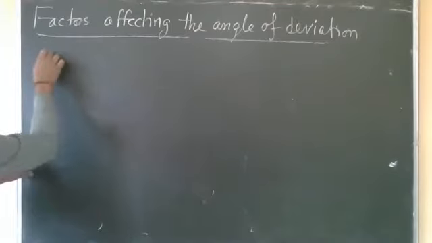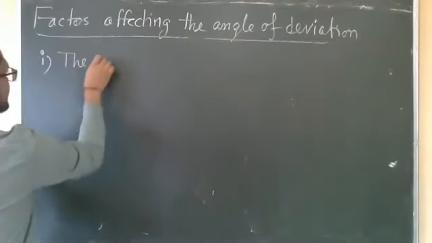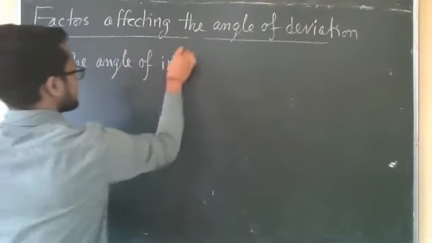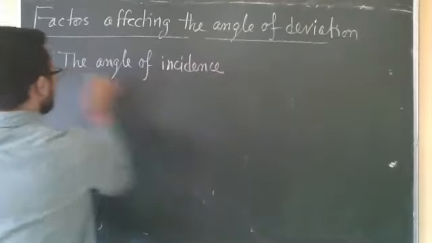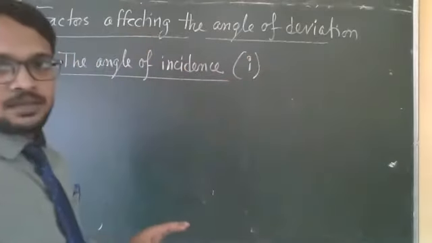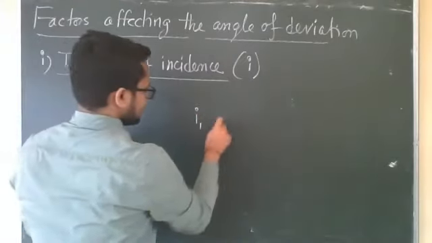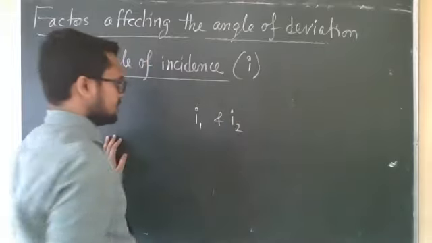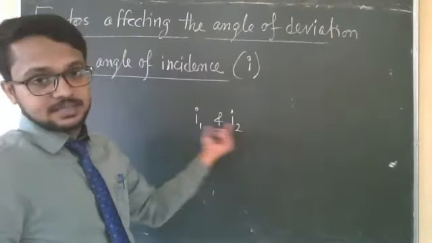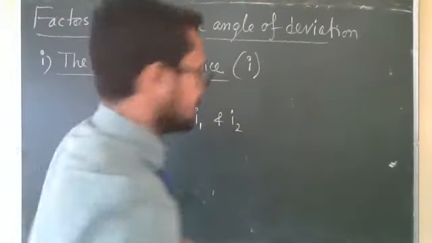First point, the angle of incidence. Both the angles, I1 and I2, are angles of incidence. Using the principle of reversibility, I2 can be the angle of incidence and I1 the angle of emergence, so we can think that I1 and I2 both are angles of incidence.